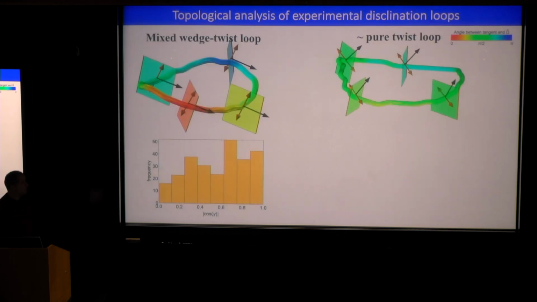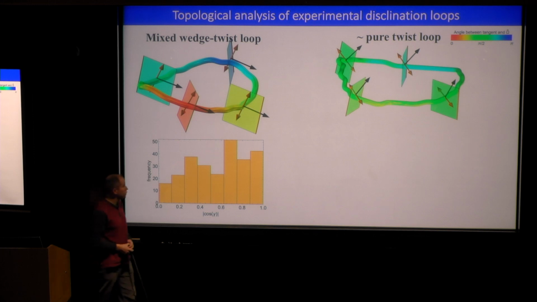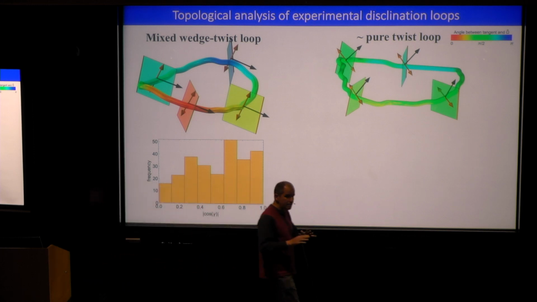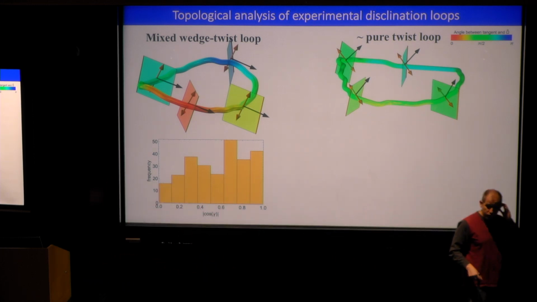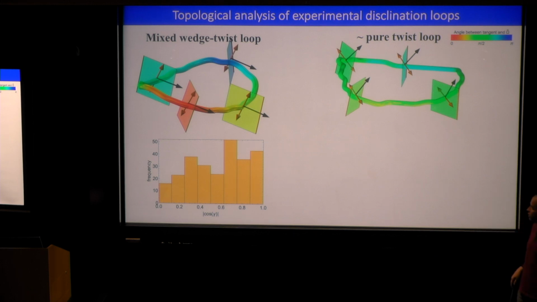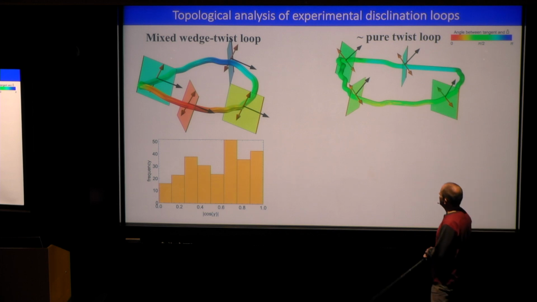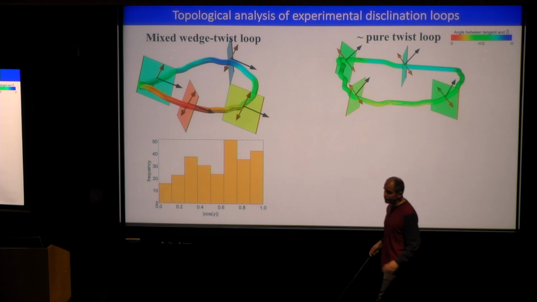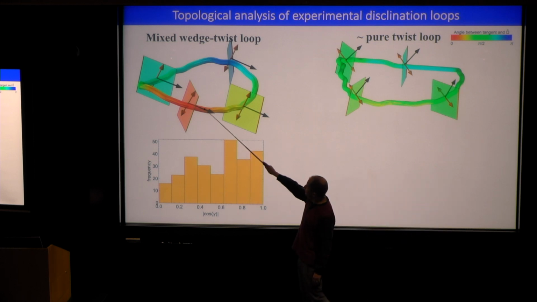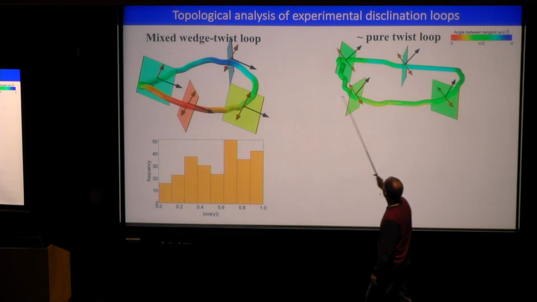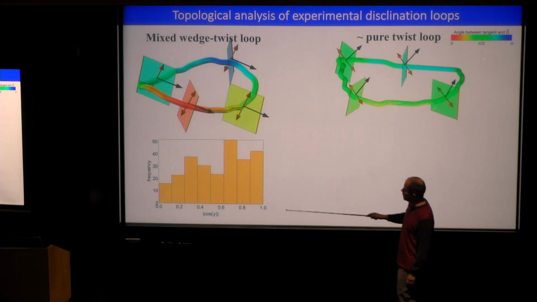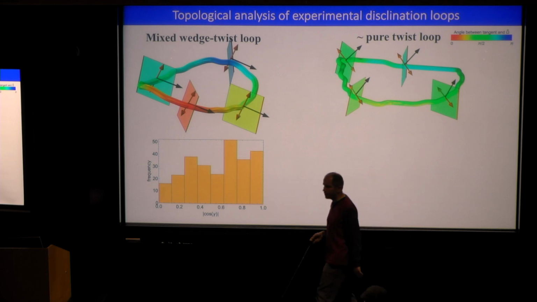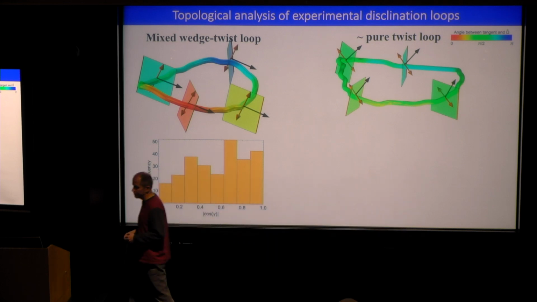So we've done an analysis of, I think, about 300 loops. There are many, many different loops that are possible in three-dimensional nematics, and you do see them in equilibrium nematics. But out of 300 loops, we've found that all the loops that we see have no net topology. They are a family that uniformly interpolates from mixed wedge twist loops to pure twist loops. And actually, the pure twist loops are somewhat more prevalent than the wedge twist loops.